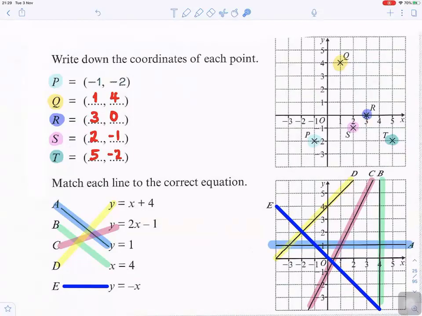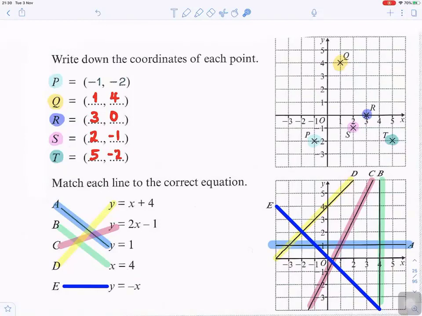Line C. If you put x as 0, 2 times 0 is 0, minus 1 is -1. So you have 0, -1. If you pick another point like 1 and substitute it in, 2 times 1 is 2, minus 1 is 1. So you get 1, 1. And that is line C.